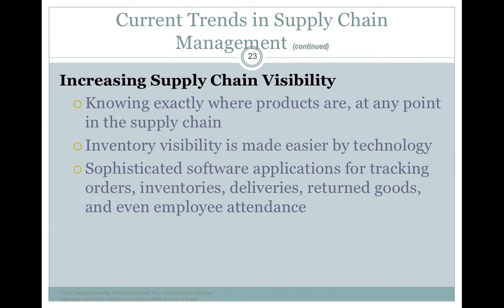The third one is how to increase supply chain visibility. So now supply chain is more visible to firms, and how to track the shipments, inventory levels, how to track deliveries, how to track returned goods becomes an important issue in supply chain management. So of course, you need to do that through technology.